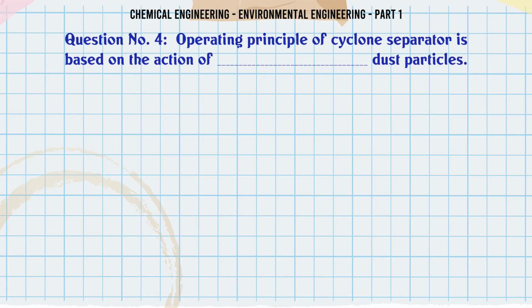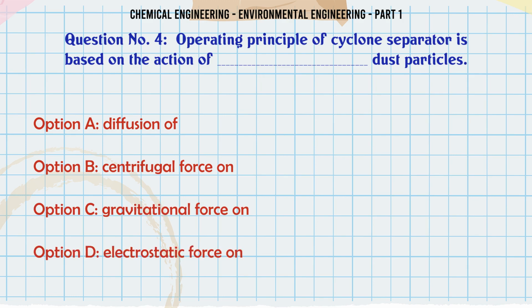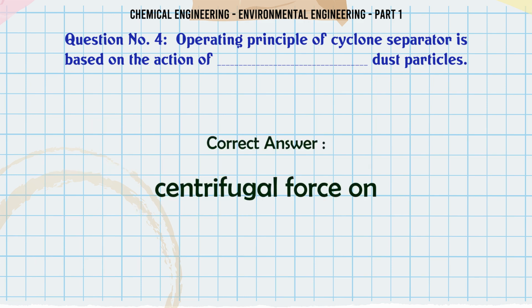Operating principle of cyclone separator is based on the action of _____ on dust particles. A. Diffusion of. B. Centrifugal force on. C. Gravitational force on. D. Electrostatic force on. The correct answer is centrifugal force on.